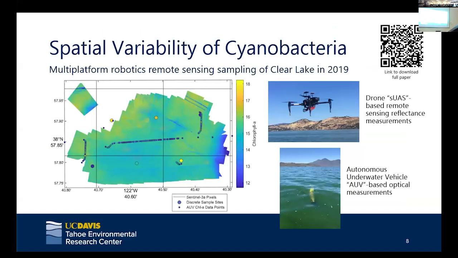So for this study, we calculated the spatial variability of cyanobacteria from multi-platform remote sensing sampling of Clear Lake, which took place in 2019. This research has been published, and you can access this publicly available journal article from the QR code on this slide. So for this research, we deployed a drone shown in this upper right-hand photo that collected multispectral remote sensing measurements at a few wavelengths that we could use to then calculate chlorophyll A.